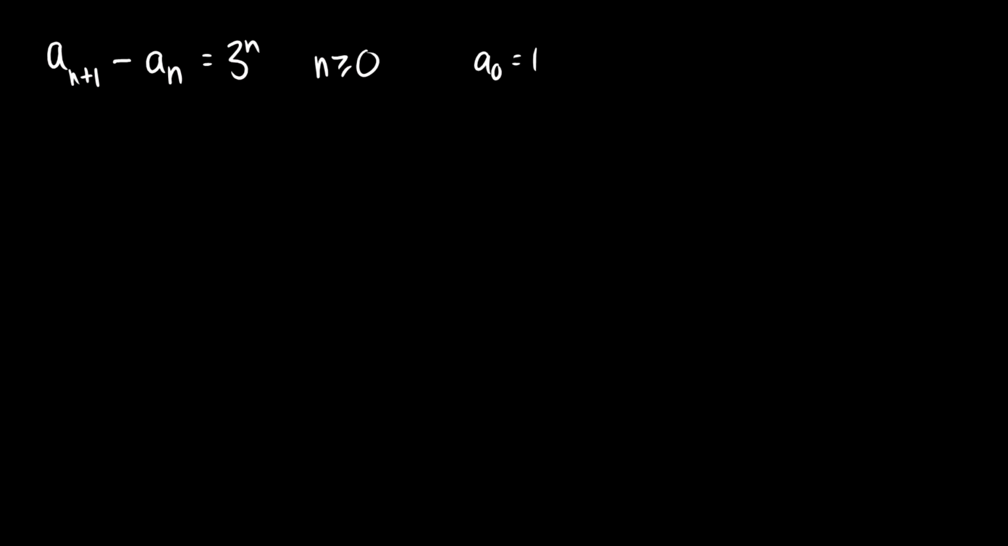So what we're going to do is take a_{n+1}, multiply it by x^{n+1}. We're going to subtract. We have a_n, and we multiply it by the highest term we have, which is x^{n+1}. And this is going to equal 3^n, multiplied by x^{n+1}.